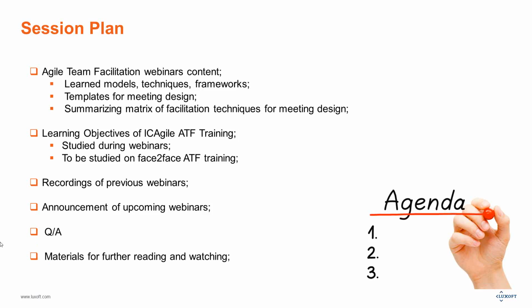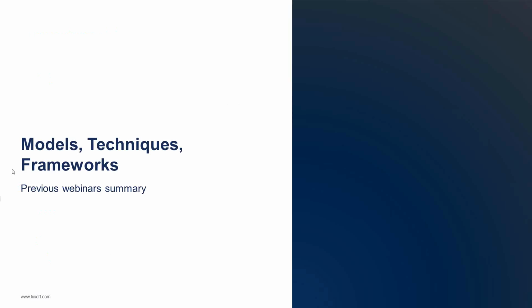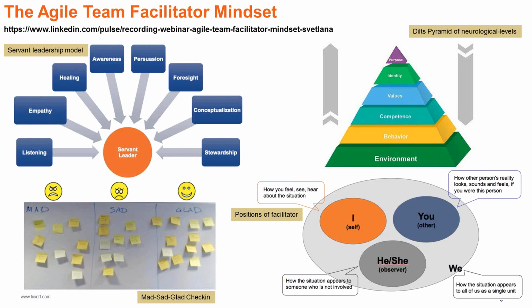So, the first topic of our webinar is overview of model techniques and frameworks from the previous webinars. We will look through the techniques that we already studied, but very high levelly, because there is no time to go through all the 6 webinars content in details. So, the first webinar was about Agile Team Facilitator Mindset. The title of the webinar is written over here on the slide.